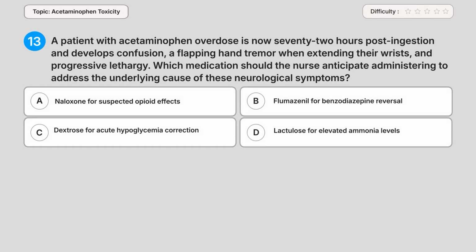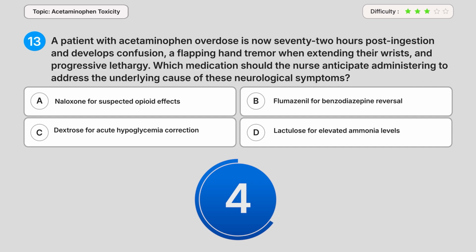13. A patient with acetaminophen overdose is now 72 hours post-ingestion and develops confusion, a flapping hand tremor when extending their wrists, and progressive lethargy. Which medication should the nurse anticipate administering to address the underlying cause of these neurological symptoms? A. Naloxone for suspected opioid effects. B. Flumazenil for benzodiazepine reversal. C. Dextrose for acute hypoglycemia correction. D. Lactulose for elevated ammonia levels.